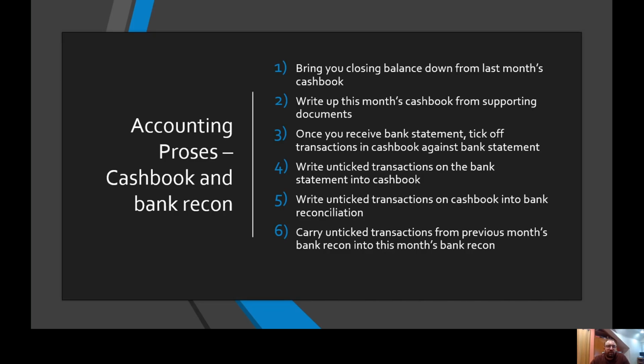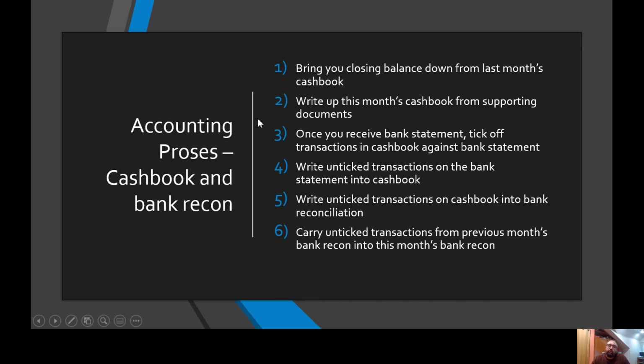So this is now in practice our accounting process. When we start our accounting records for this month, we have to firstly bring our closing balance down from last month's cash book. Just think about it logically: whatever you had in your bank account at the end of last month, you will have in your bank account at the beginning of this month. So we start by bringing our closing balance down from last month.